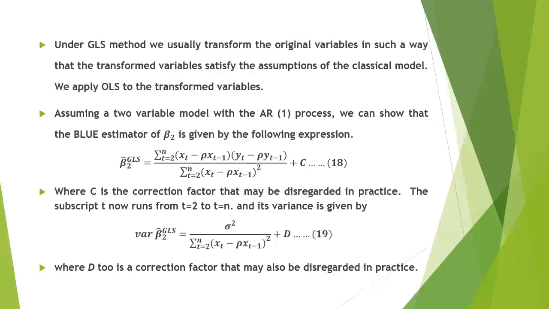The subscript t now runs from t equal to 2 to n. The variance of the estimator can be obtained by another equation, that is, variance of beta 2 is equal to sigma square divided by sigma of (xt minus rho xt minus 1) all squared plus D. Here D is also a correction factor that may be disregarded. The superscript GLS in both estimators denotes that the estimators are obtained by the method of GLS.